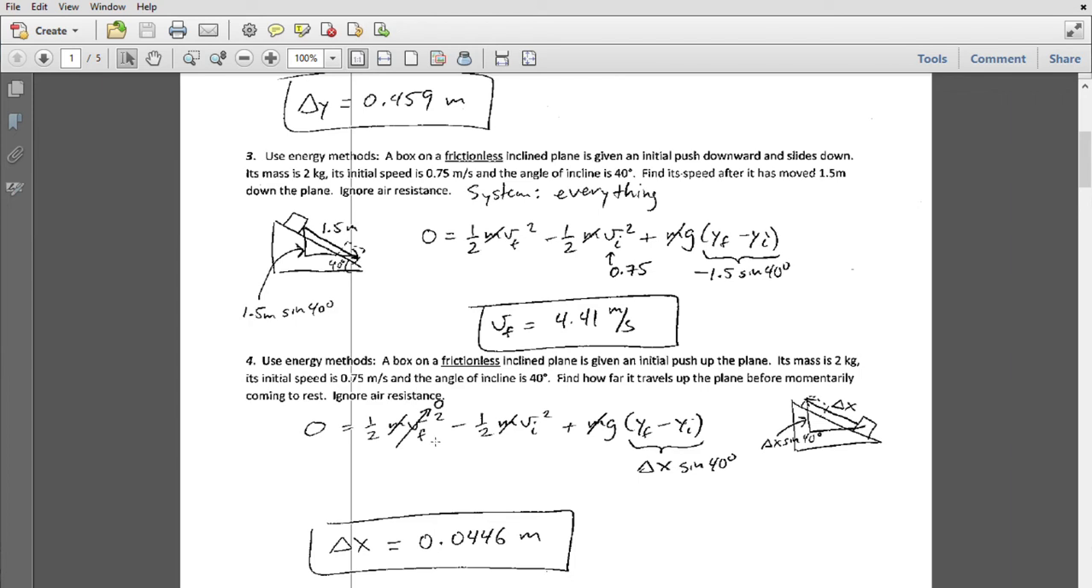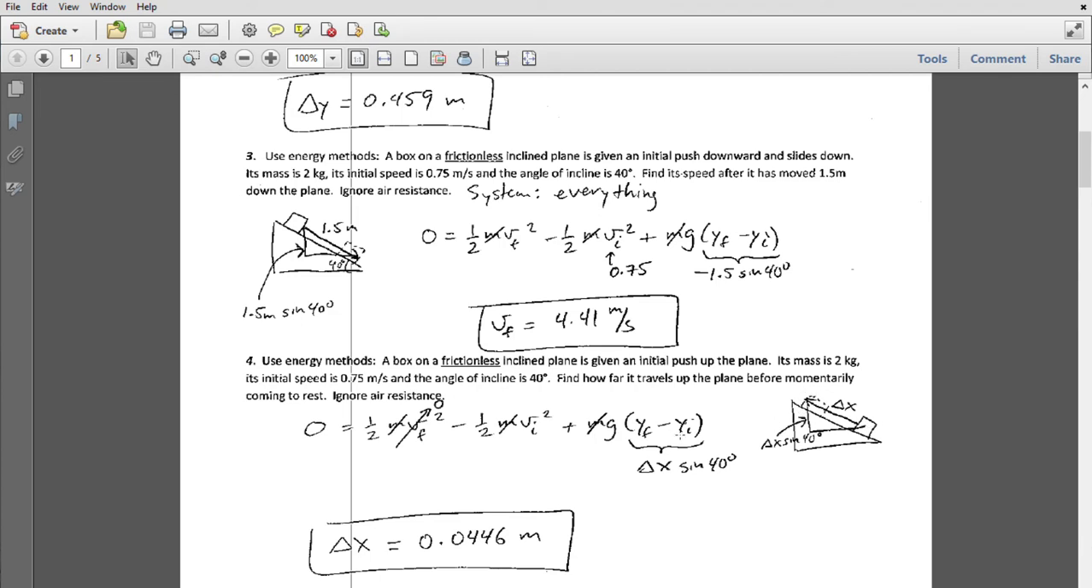Initially, we know its initial speed. Final speed is 0 because it's at that turnaround point. And it's y final minus y initial. If you want, you could take this to be your variable, and that would mean we would be finding this side of the right triangle, the vertical side. Then you'd have to use that to solve for the hypotenuse.